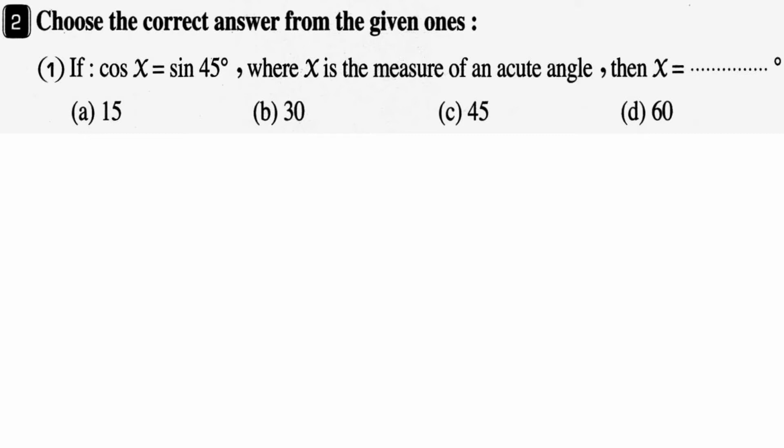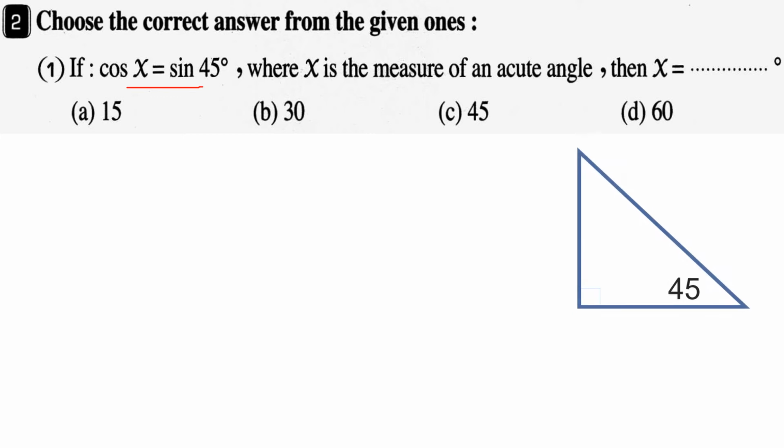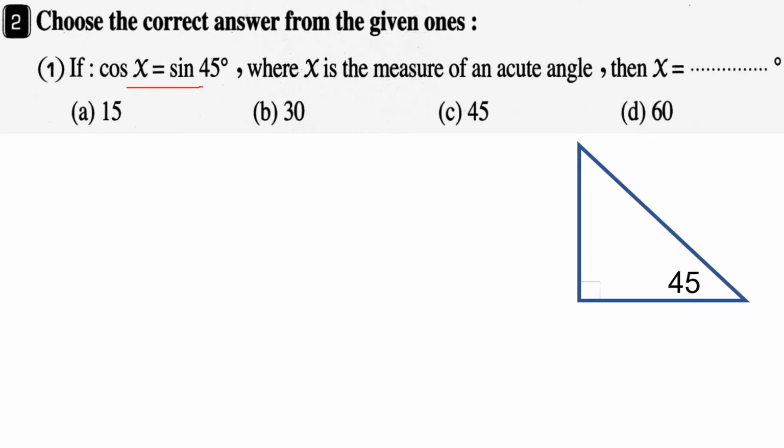Question 2. Choose the correct answer from the given ones. If cosine x equals sine 45, where x is the measure of an acute angle, then what is the measure of that x? I will help you. I will draw for you this triangle. As we said before, if I have a right angle triangle with an angle equals 45, then the other angle must be also 45. So this angle he is talking about is 45.